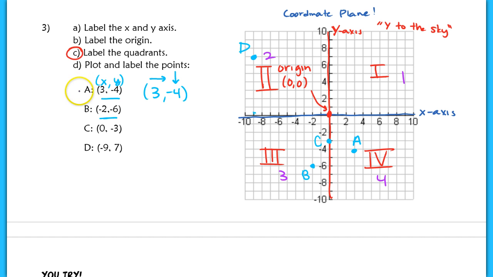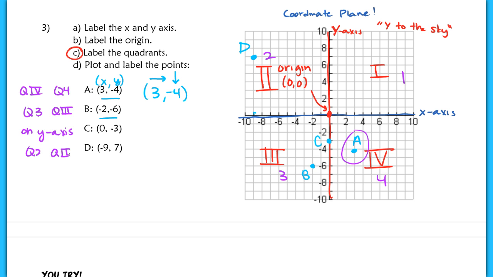Now real quickly, let's talk about where those points lie. Point A lies in quadrant 4, which I can write as Q4, or as Q and then the Roman numeral 4. Point B lies in quadrant 3. Point C doesn't lie in a quadrant at all. It lies on the y-axis, so we'll list it as being on the y-axis. And point D is in quadrant 2.